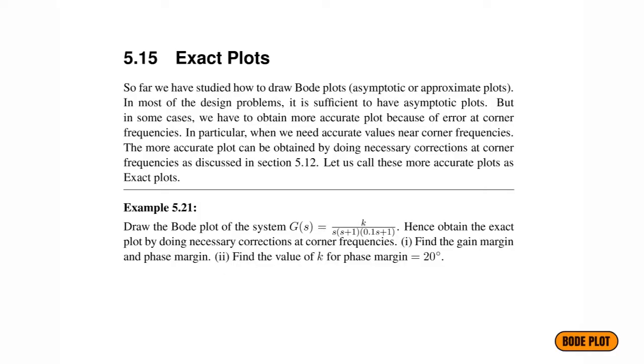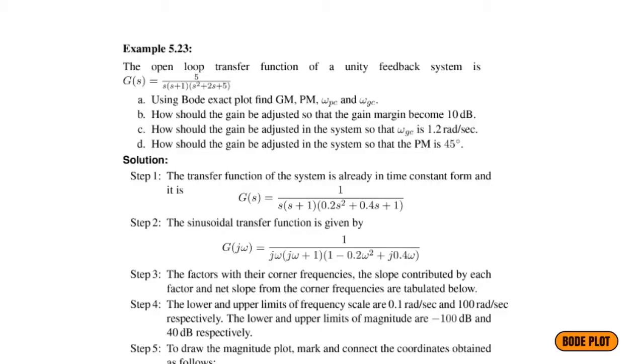Draw the Bode plot of system G(s), and obtain the exact plot by doing necessary corrections at the corner frequencies. Find the gain margin and phase margin. Find the value of k for the phase margin equal to 20 degrees. So we have to adjust k to get the required phase margin. The transfer function is already in time constant form, so there is no need to convert it. Already it is in time constant form.